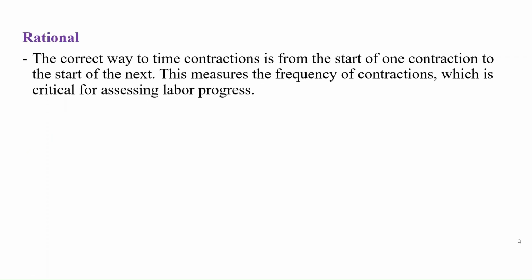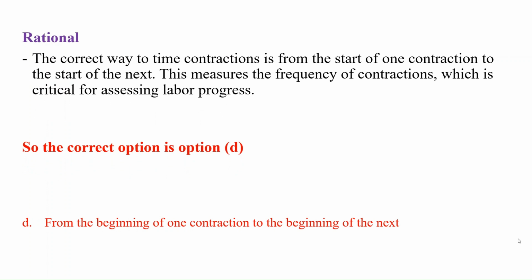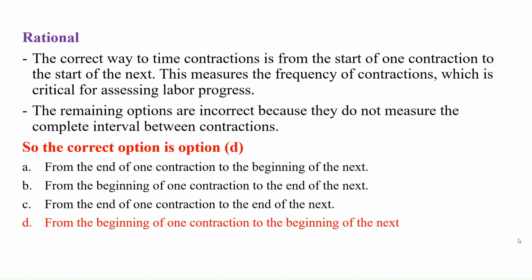The correct way to time contractions is from the start of one contraction to the start of the next. This measures the frequency of contractions, which is critical for assessing labor progress. So the correct option is option number D, from the beginning of one contraction to the beginning of the next. The remaining options are incorrect because they do not measure the complete interval between contractions.